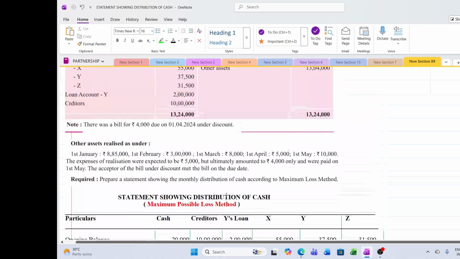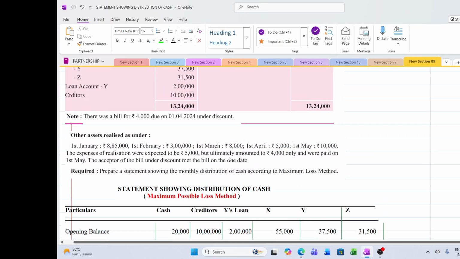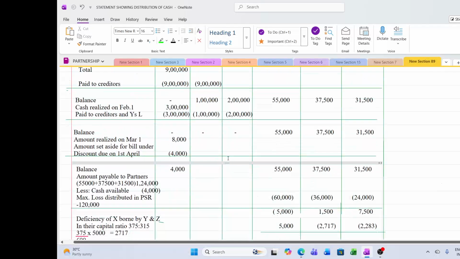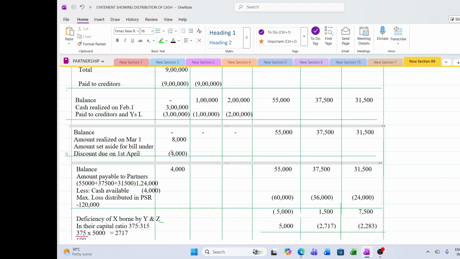Now coming to 1st March, we are receiving 8,000 rupees. But as I have already told you, there was a bill which was already discounted by the firm. So we have to keep that amount aside as well, because until it is met, we cannot use this amount. In case it is not met, we have to make payment to the bank.